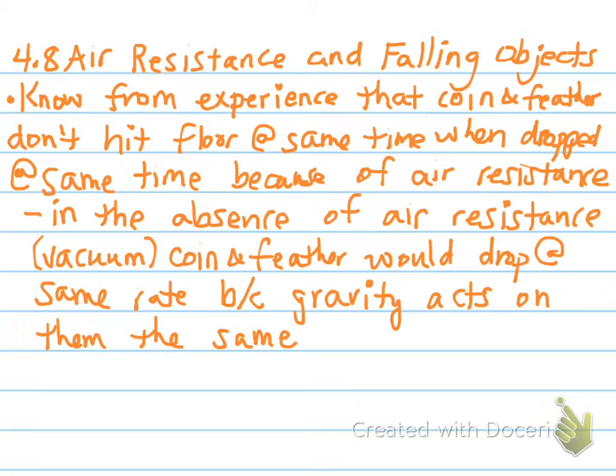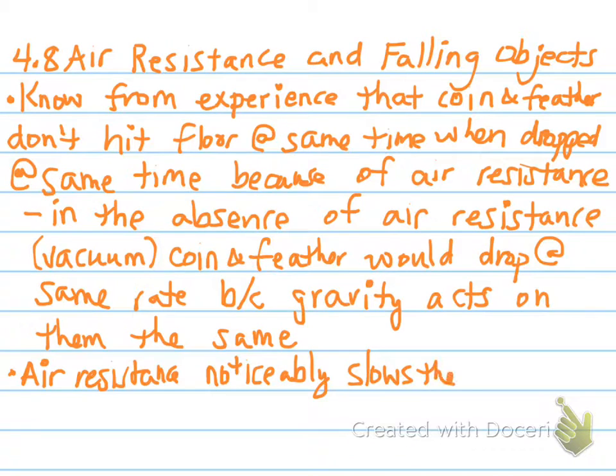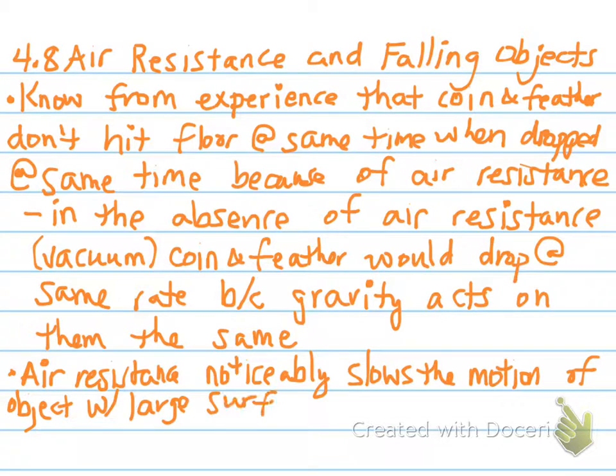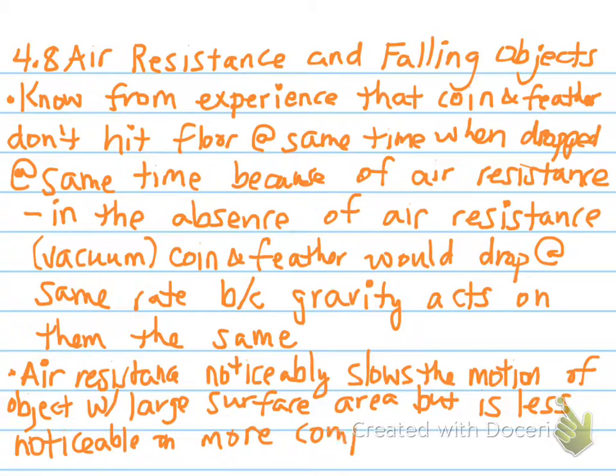We're ignoring it. So again, you kind of know from real life experience that air resistance noticeably slows the motion of an object with a large surface area, such as a feather, but is less noticeable on more compact objects, which is typically why when your textbook talks about something, it's going to talk about a coin falling or a rock falling because they are more compact. Okay, but again, we're always going to ignore air resistance.